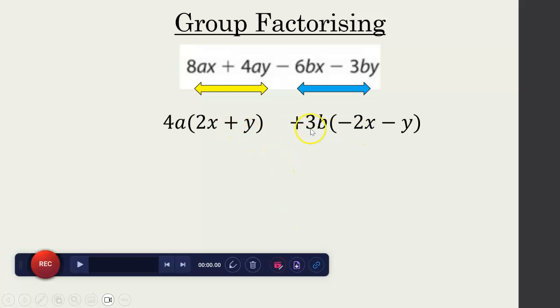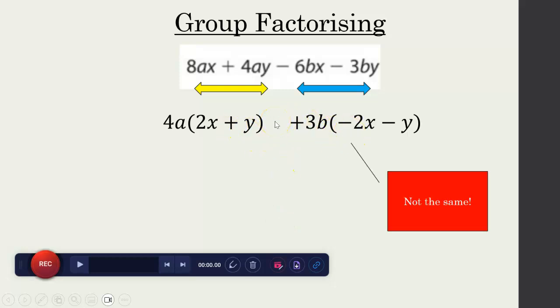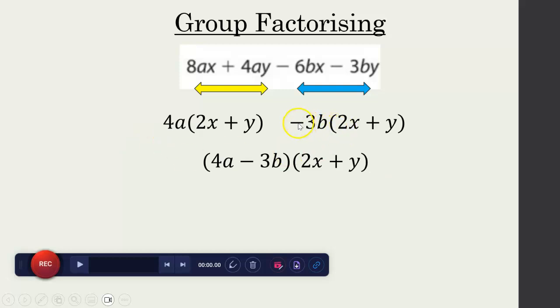Are these brackets the same? No, they're not the same. You'll notice I have a minus here and a minus here, while these are both plus. So how am I going to get these brackets to be the same? This is what I'm going to do.